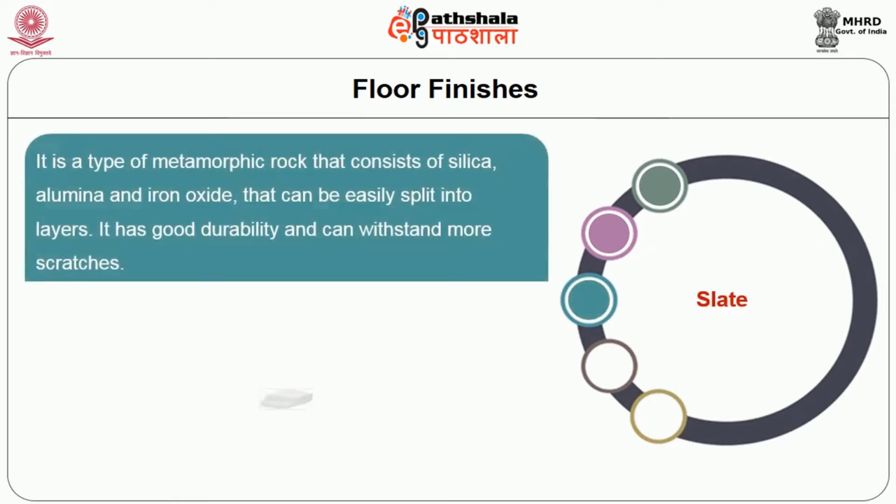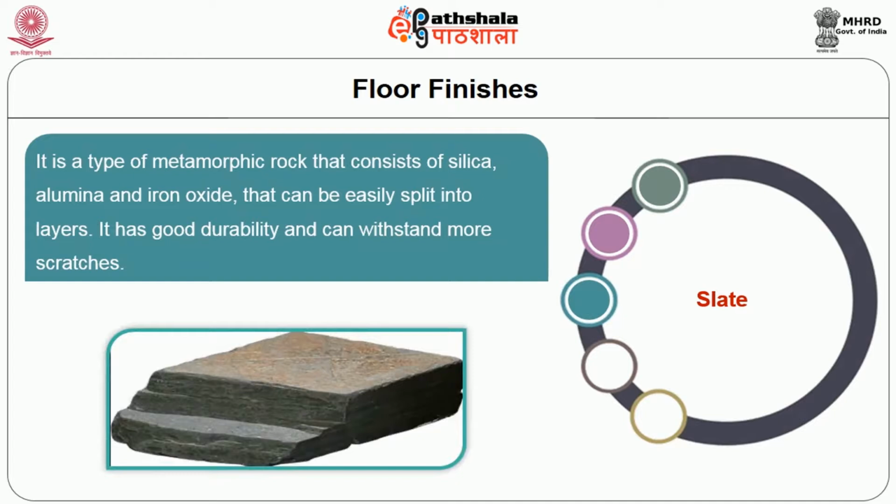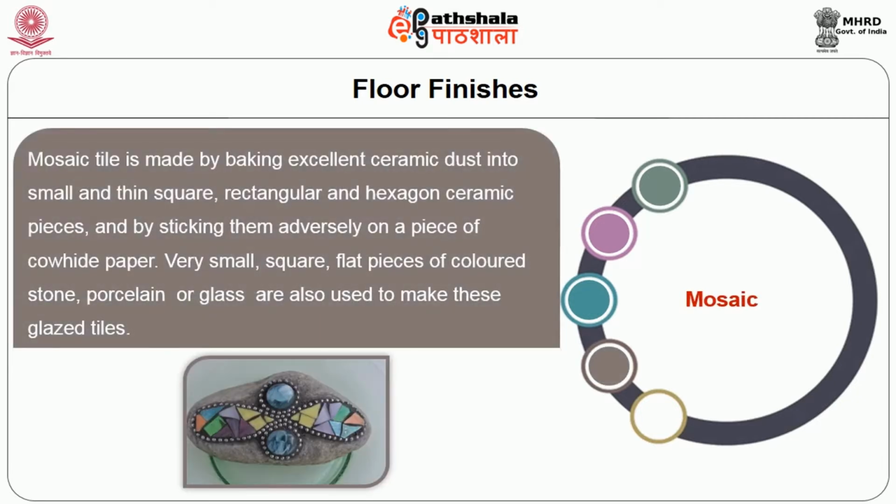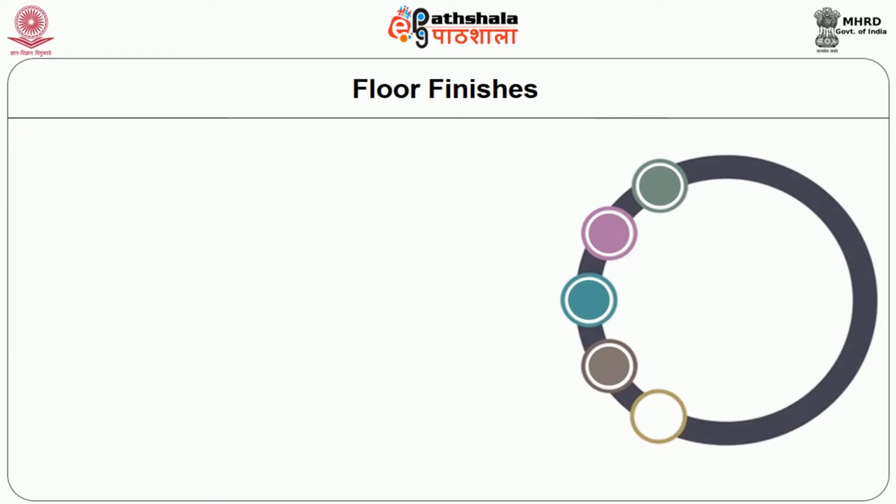Slate. It is a type of metamorphic rock that consists of silica, alumina and iron oxide that can be easily split into layers. It has good durability and can withstand more scratches. Mosaic. Mosaic tile is made by baking excellent ceramic dust into small and thin square, rectangular and hexagon ceramic pieces and by sticking them on a piece of cowhide paper. Very small, square, flat pieces of colored stone, porcelain or glass are also used to make these glassed tiles.